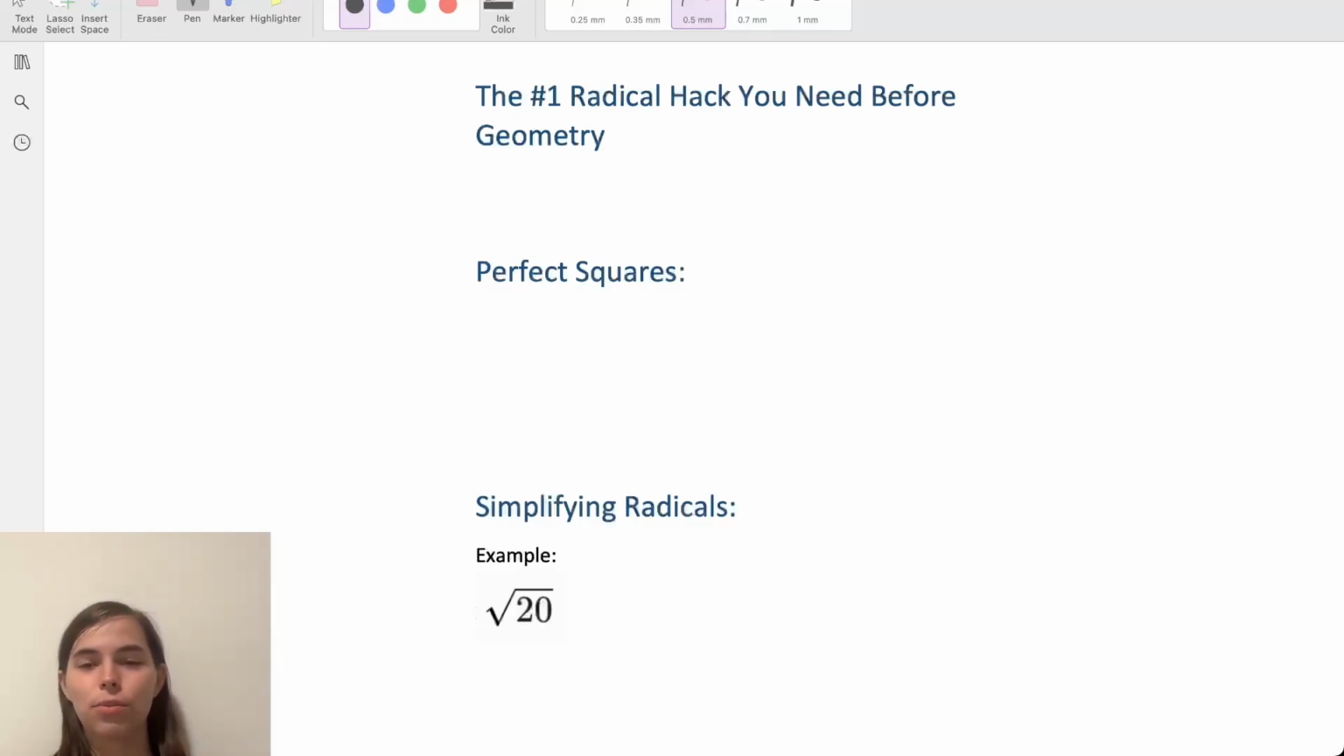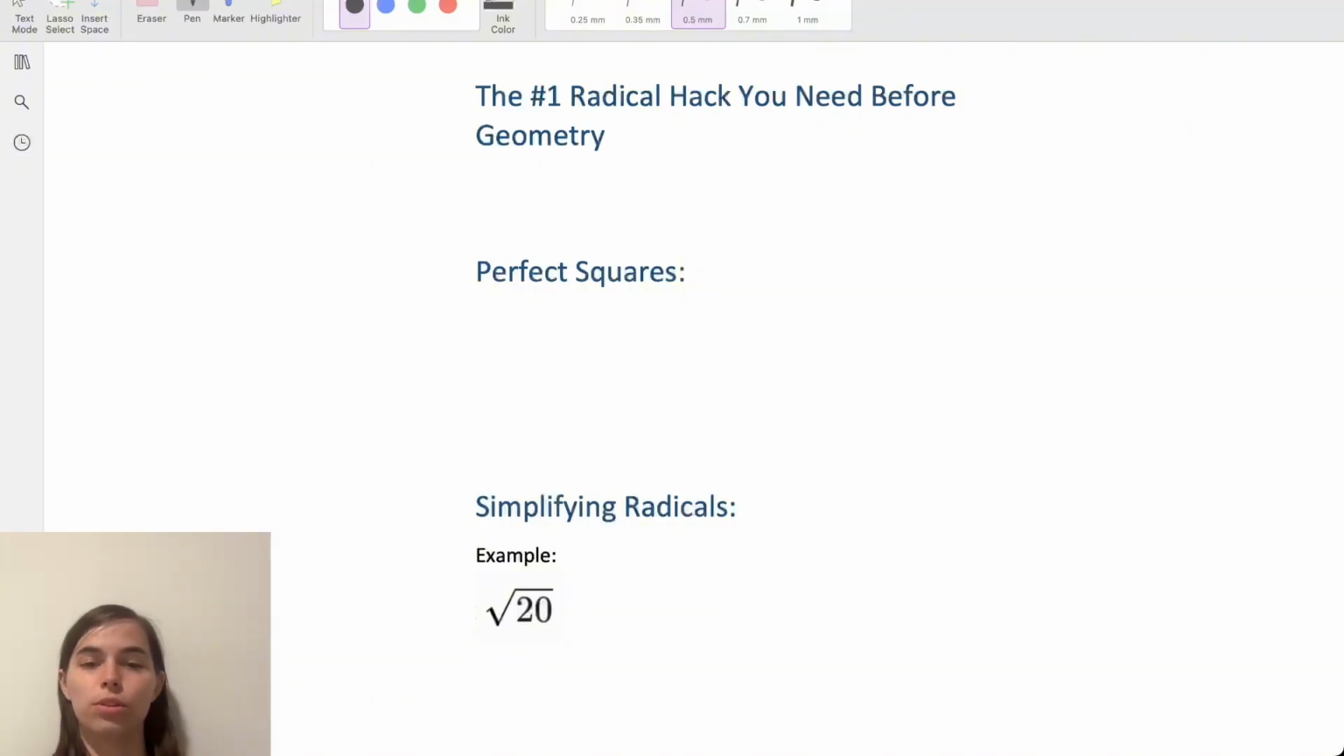Today we're going to focus on geometry, and we're going to talk about one of the most critical bridge topics for geometry. In Algebra 1, we often turn our radicals or our square roots into decimals, but in geometry they really don't like that. Geometry is all about finding an exact answer, which means mastering square roots.